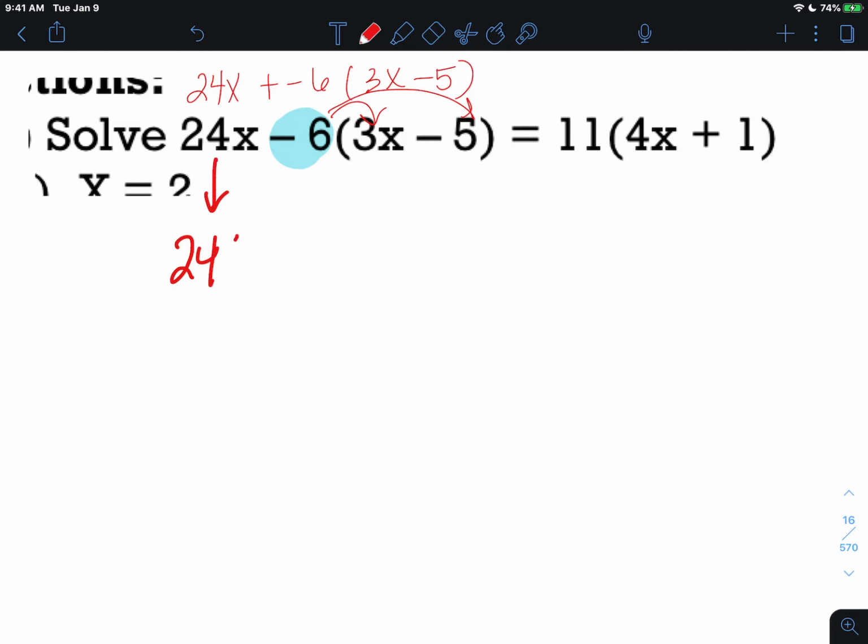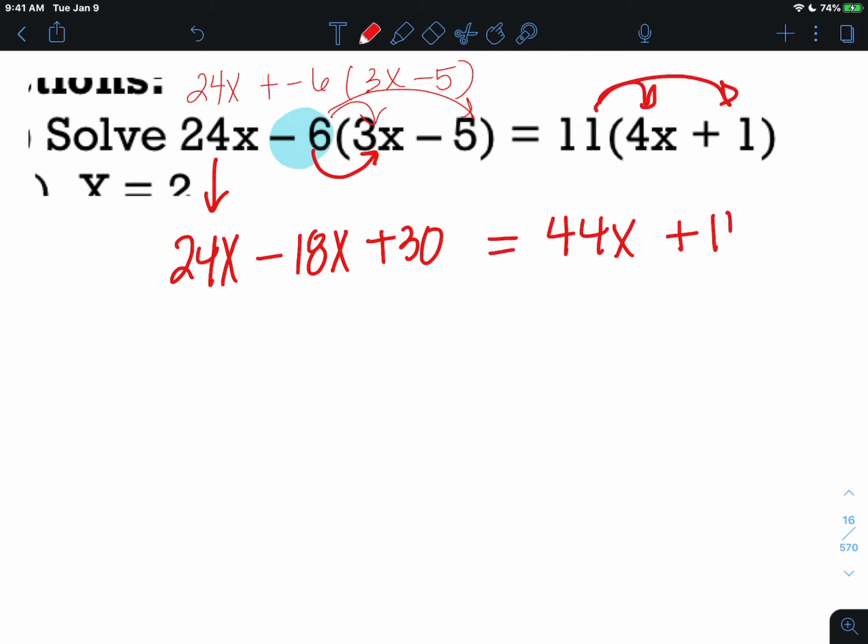So 24x is not going to change. Negative 6 times positive 3x minus 18x plus 30 equals, and we're going to distribute over here, 44x plus 11. All right, finally, we have one where we're going to combine like terms. I see that over here on the left side, we have all these x's all over the place. I don't like to deal with all that. I want to make sure that I get them all together so that way I'm not constantly moving these. So I'm going to combine them.